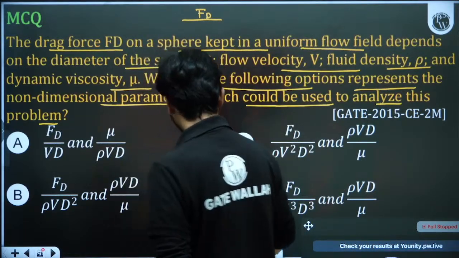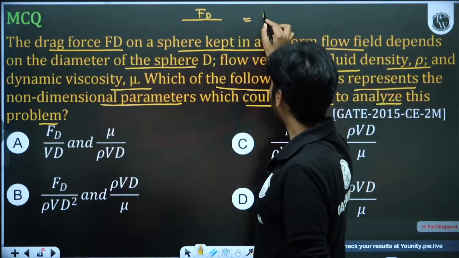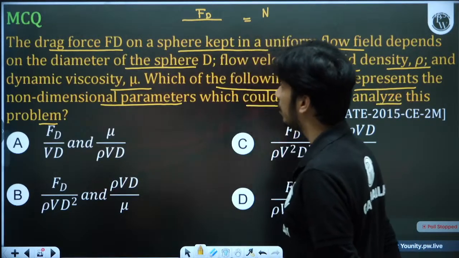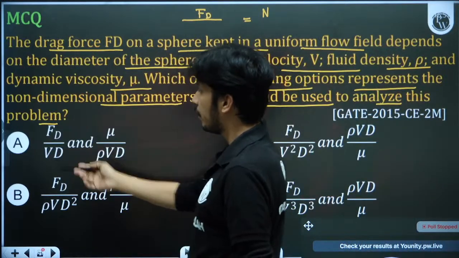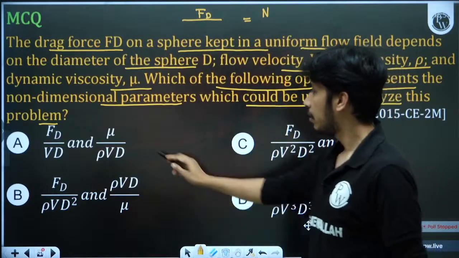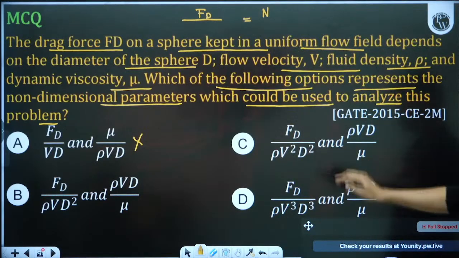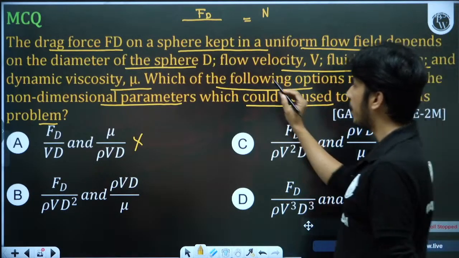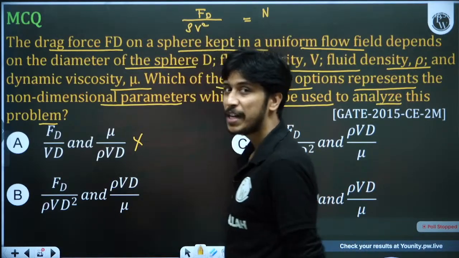So drag force is actually having the unit of what? Newton. So at the bottom, if anything is having Newton unit, that will be dimensionless. V d is not Newton because V is meter per second and d is meter, so this is wrong. Then Fd upon rho V square d square. Rho is kilogram per meter cube, into V square, which is meter square per second square.